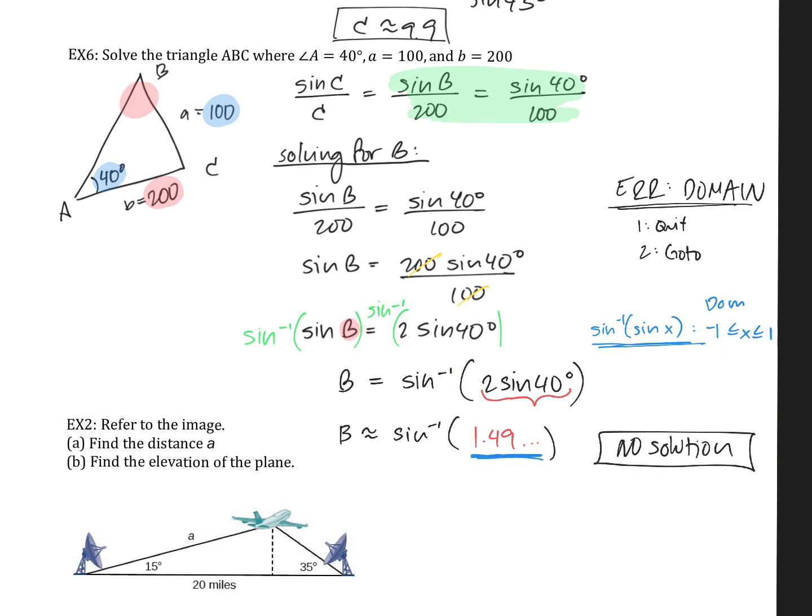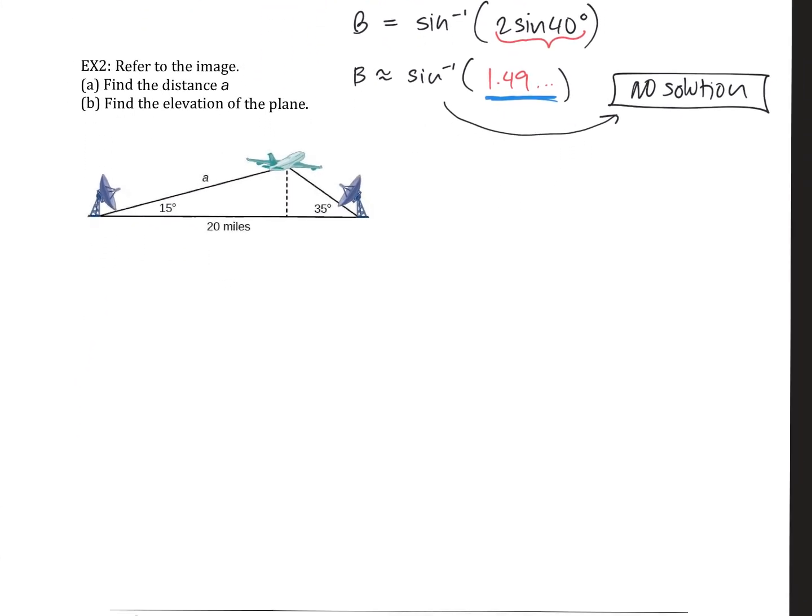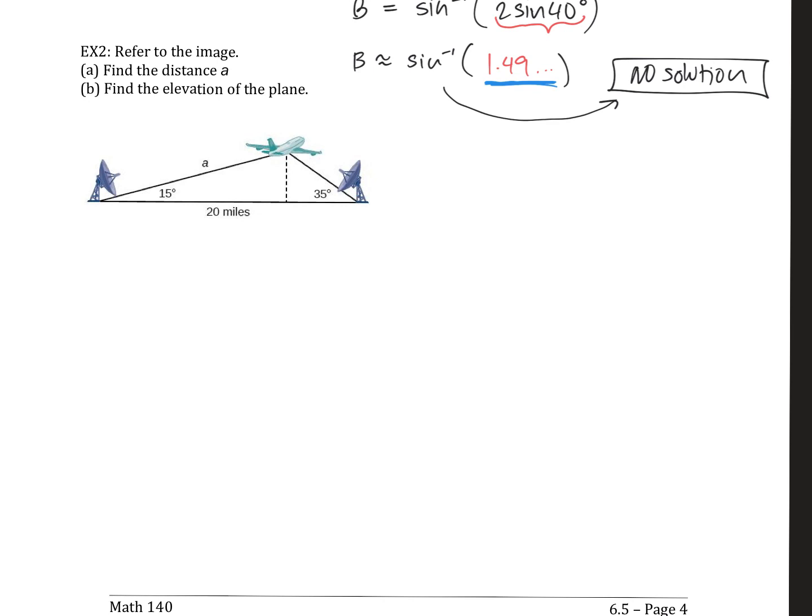Now, if you just wrote no solution and you didn't mention the domain error, you wouldn't get full credit for it. So please, if you ever write no solution, write the reason why you know that there is no solution. If you write calculator says error domain, that would be perfectly acceptable as well. So once again, no solution because we're outside the domain.